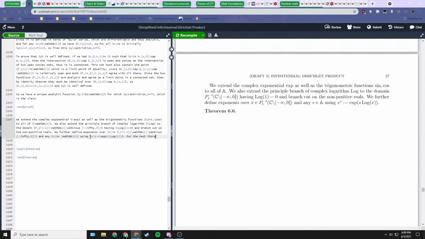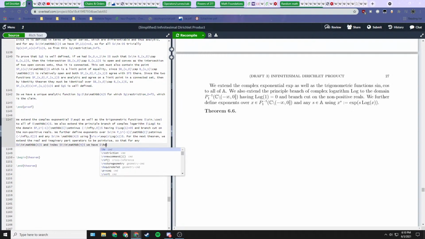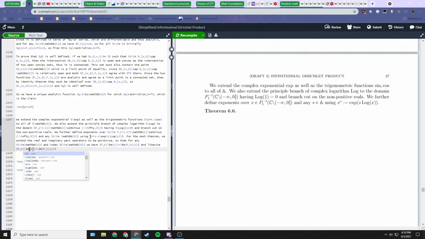For the next theorem, we extend the real and imaginary part operators to be pointwise, so that for any x in A and index k in N, we have, if we take this projection pi k, the real part of x is the real part of pi k of x, and likewise the same exact thing for the imaginary part operator.